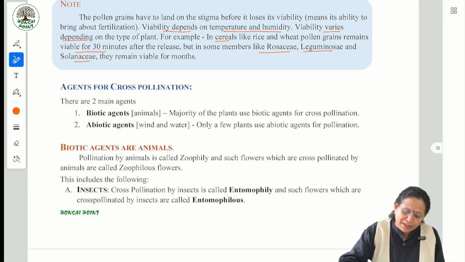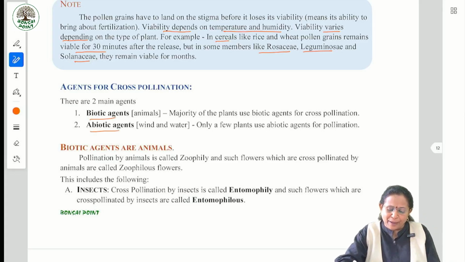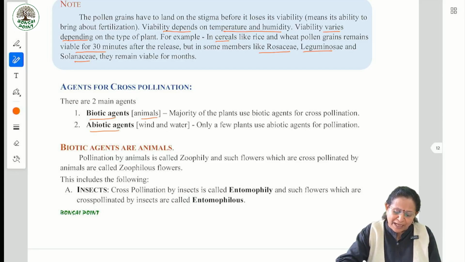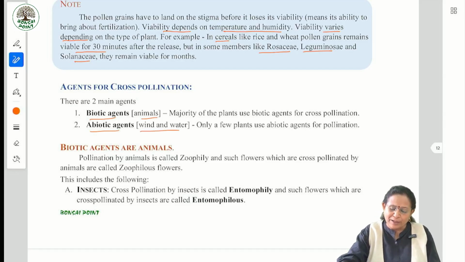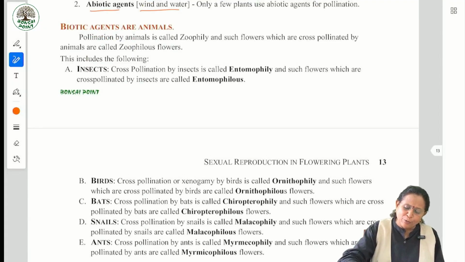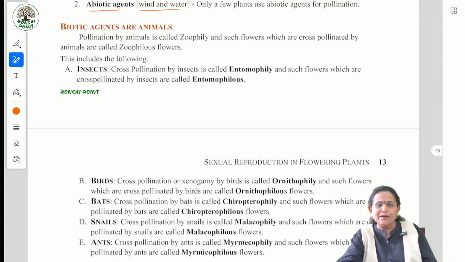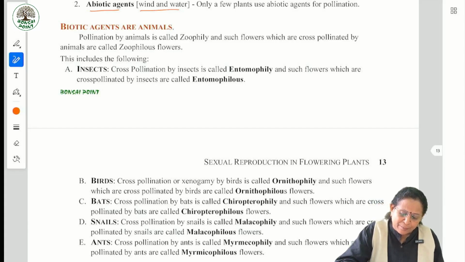Agents for cross-pollination: there are two main agents, biotic agents and abiotic agents. Biotic agents are brought about by animals, whereas abiotic includes the wind and water as pollinators. The majority of plants use biotic agents for cross-pollination. Only a few plants use abiotic agents for pollination. Biotic agents, pollination by animals.